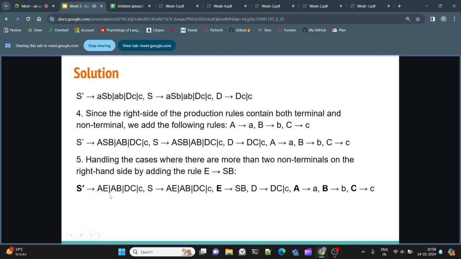So small a would be capital A, small b would be capital B, where both A and B are now variables. They're no longer terminal symbols, they're non-terminal symbols, and exactly two non-terminal symbols is allowed according to CNF.